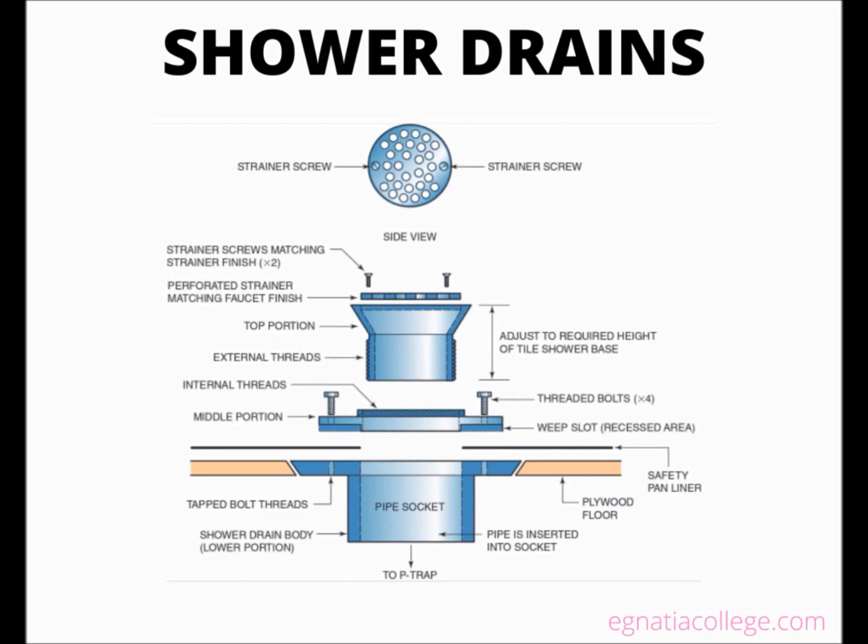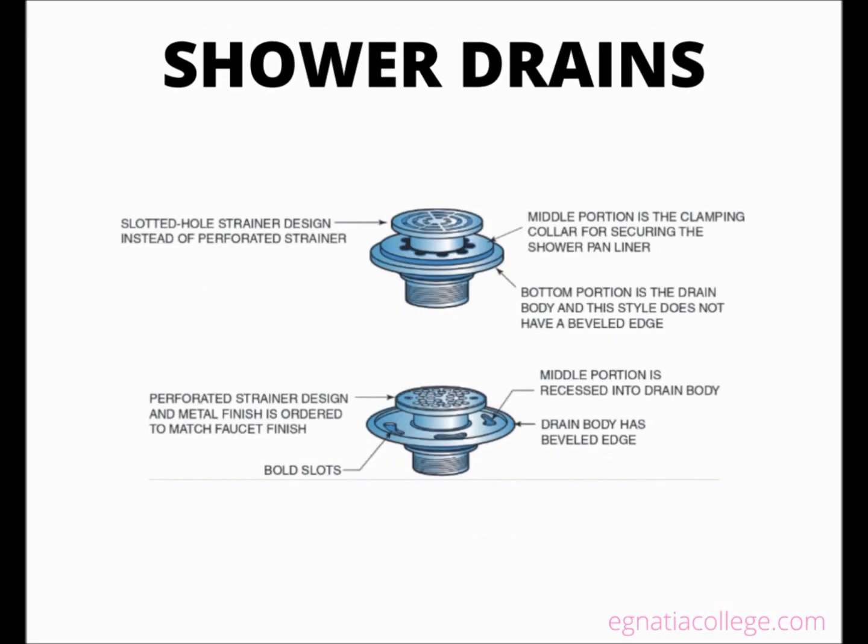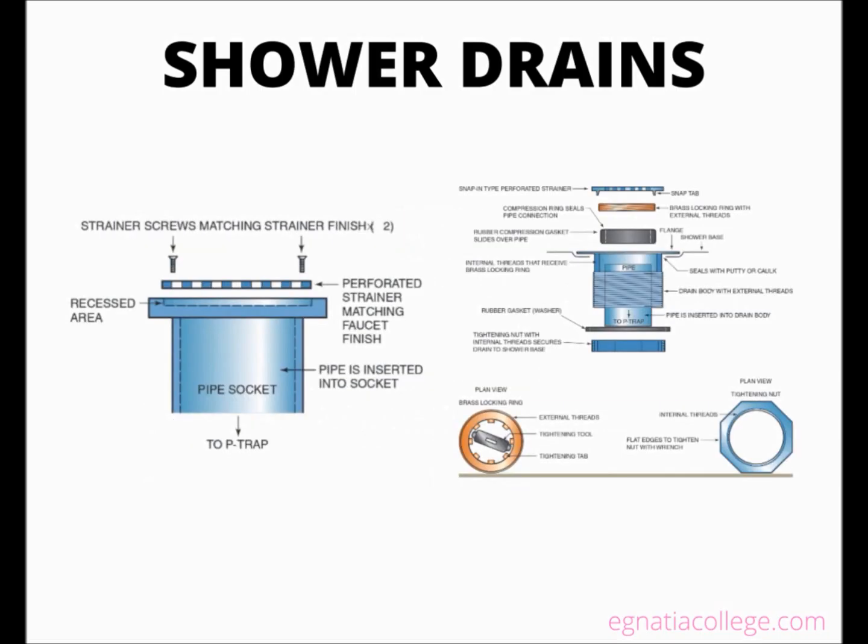The bottom portion body rests flush with the wood floor and connects the piping to the P-trap. The minimum size shower drain most codes dictate is 2-inch diameter. A three-piece shower drain is also considered to be a floor drain and offers a plumber a range of adjustments to compensate for various floor thicknesses.